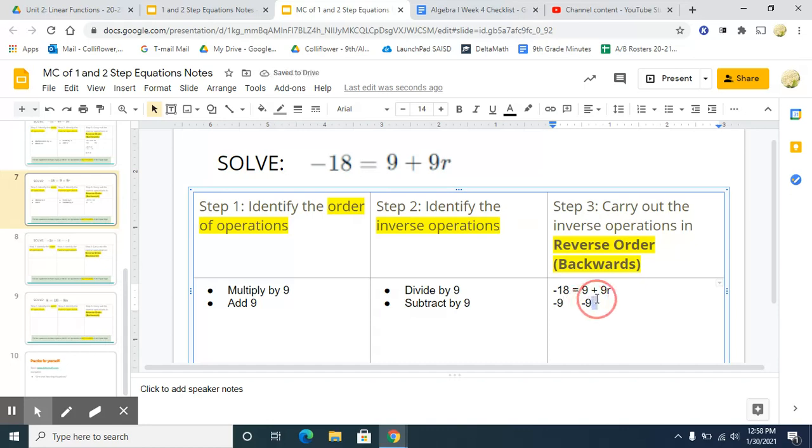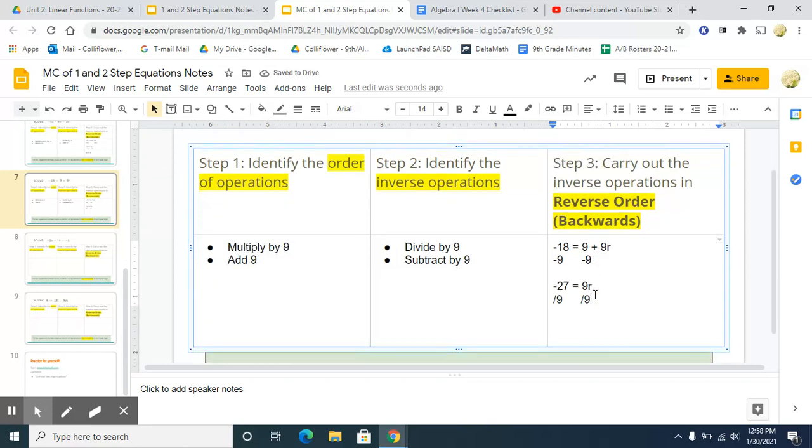Because 9 minus 9 is just 0. So on the left-hand side, we have -18 minus 9. -18 minus 9 is going to give us -27. This is equal to, well, 9 minus 9 is 0, so all we have left is 9 times r. Now we're going to do the next step, which is divide by 9. So we're going to divide by 9 on the left, and we're going to divide by 9 on the right, so that our equation is balanced.